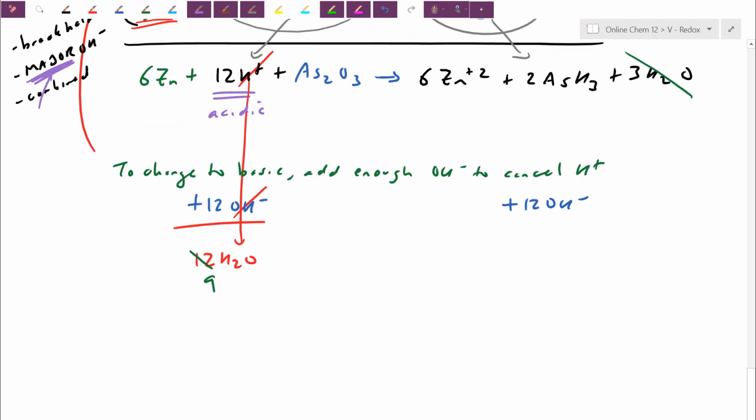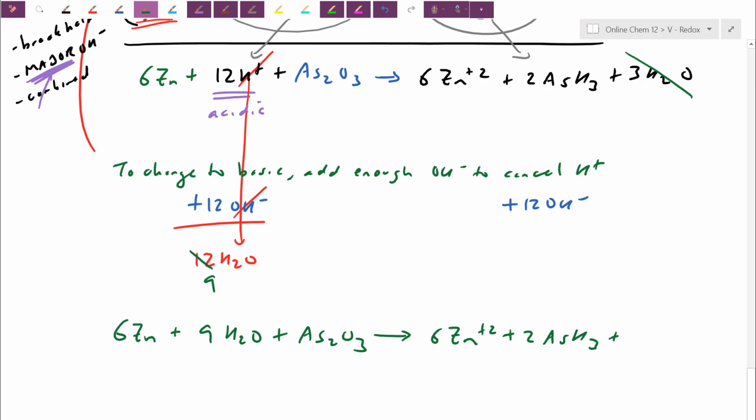Let me clean this up. So I'm going to have 6Zn plus 9 waters. In the presence of As2O3 ends up giving you 6Zn plus 2, the 2 ASH3, and don't forget the 12 hydroxide that we added. Now I have the expression expressed in terms of hydroxide instead of H+. Now this equation doesn't need acidic conditions to happen. Okay? So if the equation here doesn't specify acidic or basic, assume it's acidic.